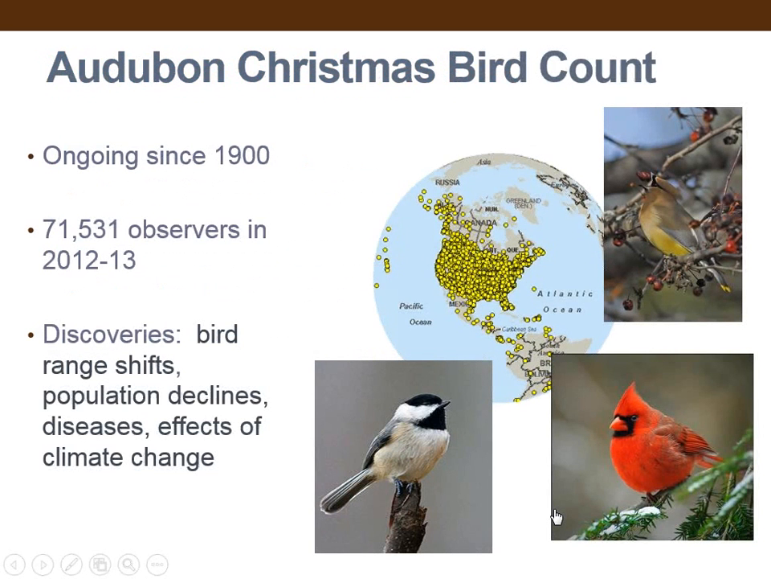Here's the first example that I know of citizen science. There's probably other examples. I could imagine the ancient Greeks doing some sort of citizen science. But the first example I know of is the Audubon Society's Christmas bird count, which is starting right about now. It's an annual event that's been ongoing since 1900. In 2012-13, there were 71,531 observers. You might not be aware of this, but in the United States, bird watching is the number one hobby.